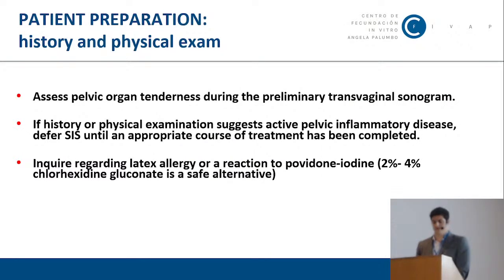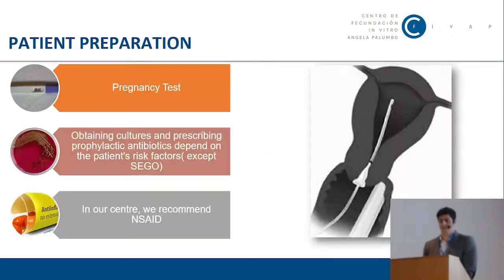Regarding medical history, if necessary, assess pelvic organ tenderness during the preliminary transvaginal sonogram. If history or physical examination suggests active pelvic inflammatory disease, defer SIS until an appropriate course of treatment has been completed. Inquire regarding latex allergy or reaction to povidone iodine. Reschedule if unusual pain, lesions, purulent vaginal or cervical discharge. A pregnancy test is needed only if there is a specific indication. In the same way, cervical cultures are only necessary in the presence of risk factors.